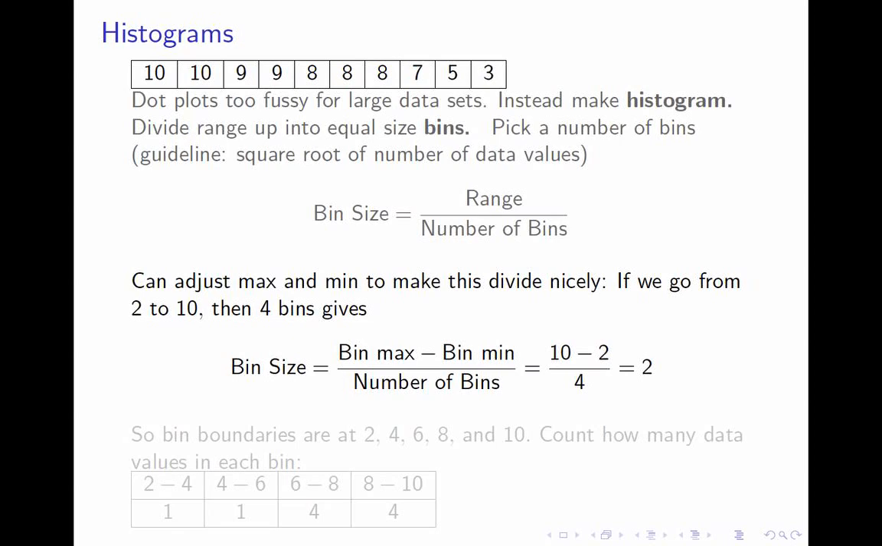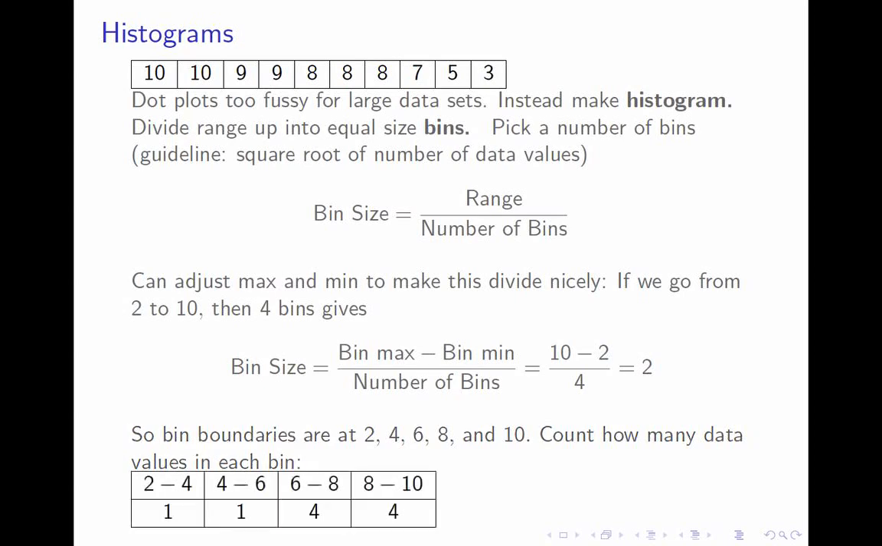And the way I mark those off is I start at the minimum, so I move my minimum down to 2, and I count up by the bin size. So you go bin min, you add bin size to it, you keep adding bin size to it until you get to bin max. So in our case, the bin boundaries are at 2, 4, 6, 8, and 10, and that divides our range from 2 to 10 up into 4 equal-sized bins. 2 to 4, 4 to 6, 6 to 8, and 8 to 10.